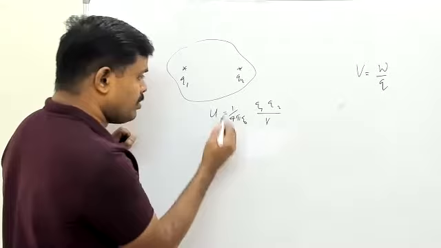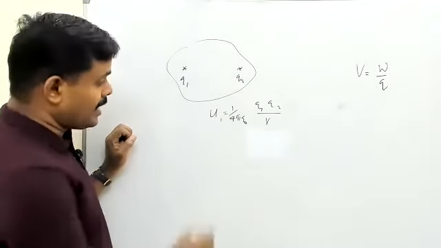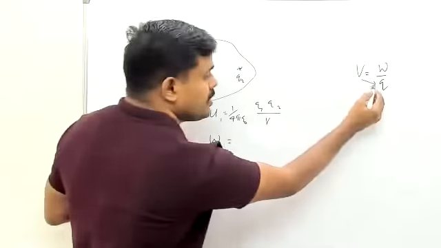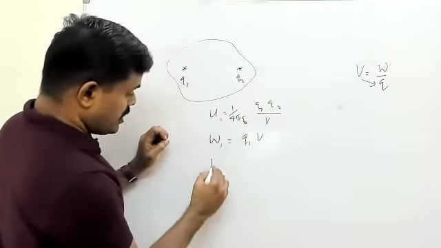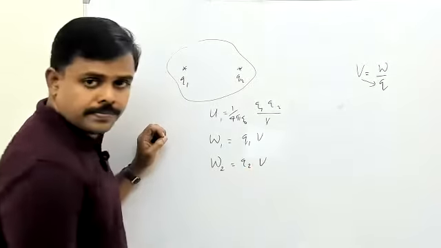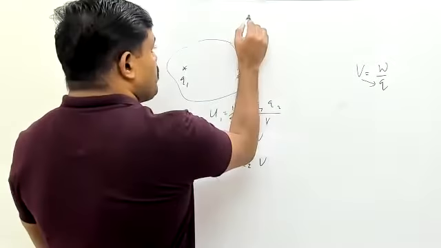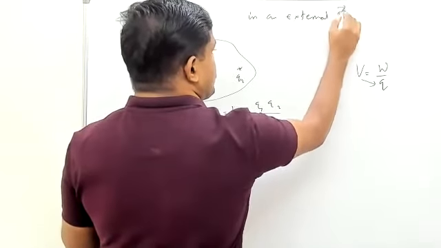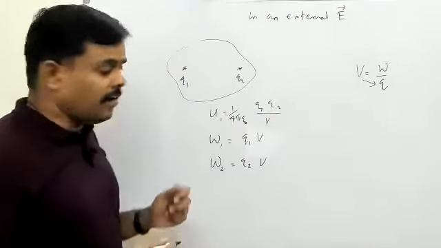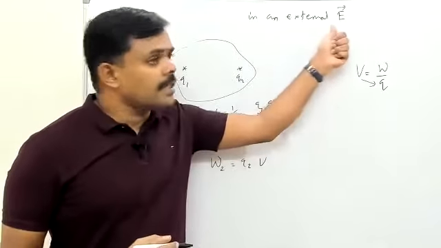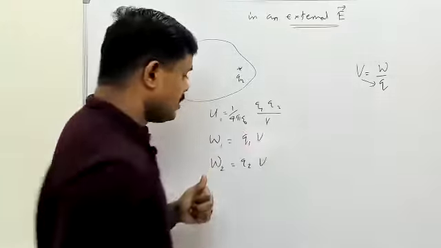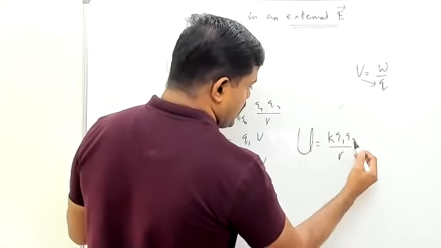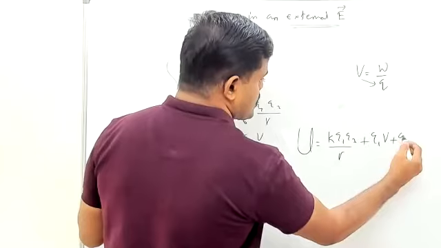This is the potential energy between these two particles, right? And then there is work to be done in bringing Q1 over here. What is the work done? That is Q1 into V. What is the work done for the second one? Q2 into V. So if the system is placed in an external electric field, as in the previous question, and they specifically ask for the potential energy of a two particle system in an external field, you must write the total potential energy as K Q1 Q2 divided by R plus Q1V plus Q2V.